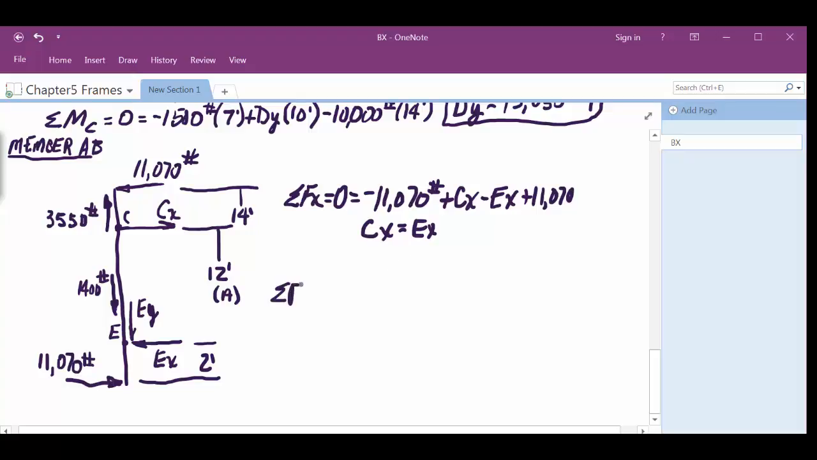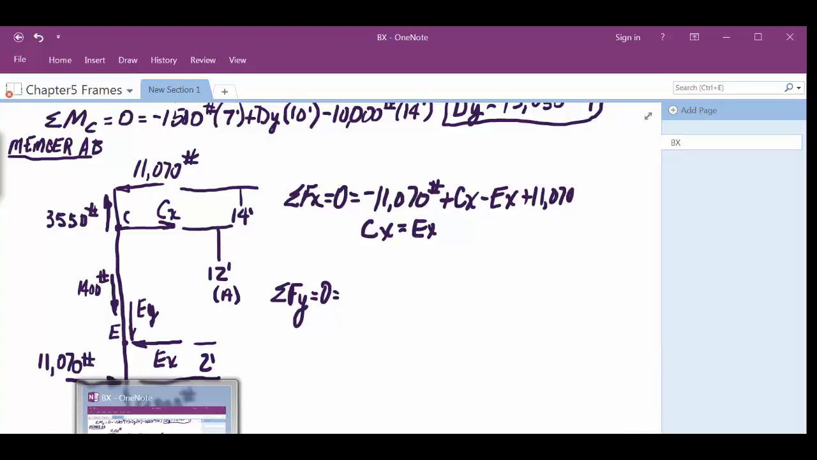Sum of the forces in the Y. Do we not use an AY for that, or no? Oh, I forgot to put it in there. What did we figure that was? 13,800. Thank you. Yeah, because you're supposed to put every force that's acting on that member. So I put the AX and forgot about the other one. So thank you.